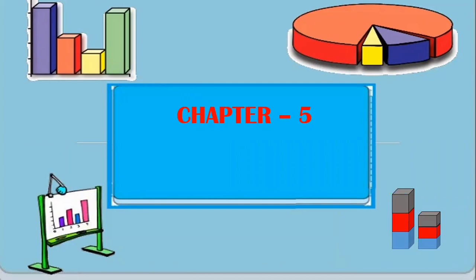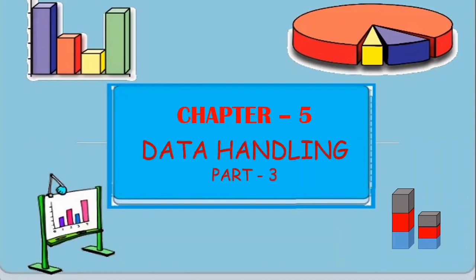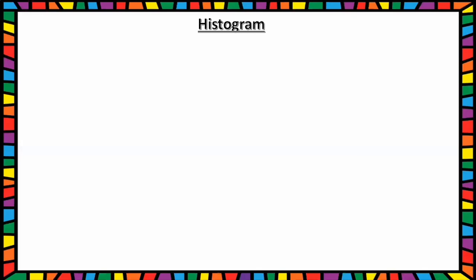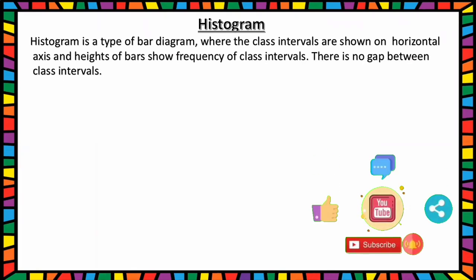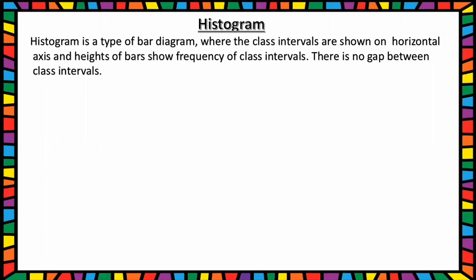Today we continue Chapter 5, Data Handling, Part 3. In the previous class we discussed frequency distribution tables and grouped frequency distribution. Today's topic is histogram. A histogram is a type of bar diagram where the class intervals are shown on the horizontal axis and the heights of the bars show the frequency of the class intervals. There is no gap between class intervals.